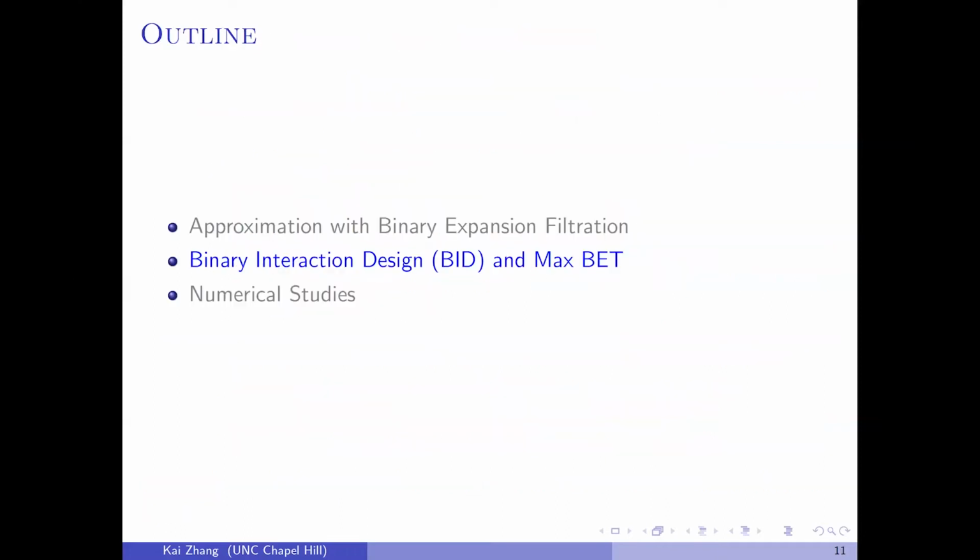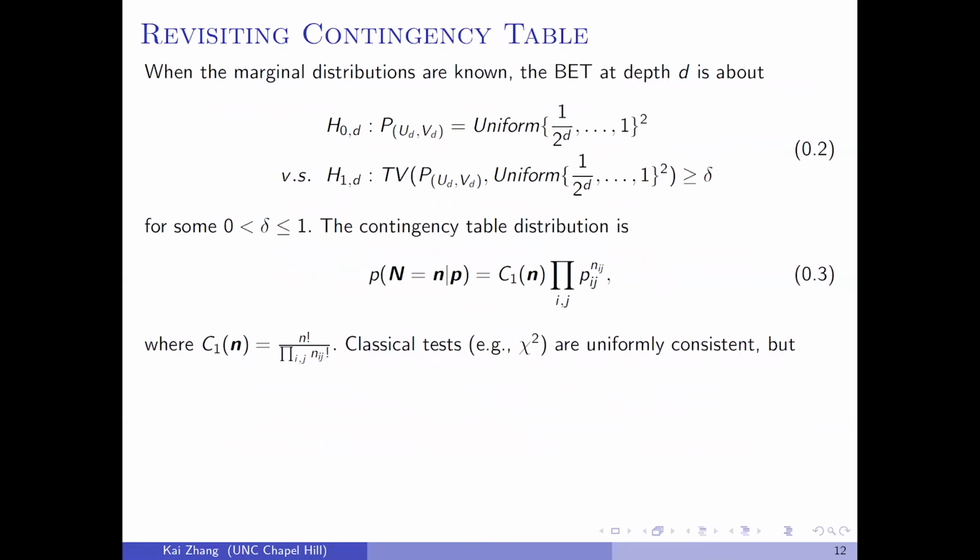Now let's turn to the statistical procedure. A uniformly consistent test of independence between UD and VD is about this test of discrete uniformity. The likelihood is something we are familiar with, the multinomial distribution. For this classical problem with this classical likelihood, the classical chi-square test is uniformly consistent.